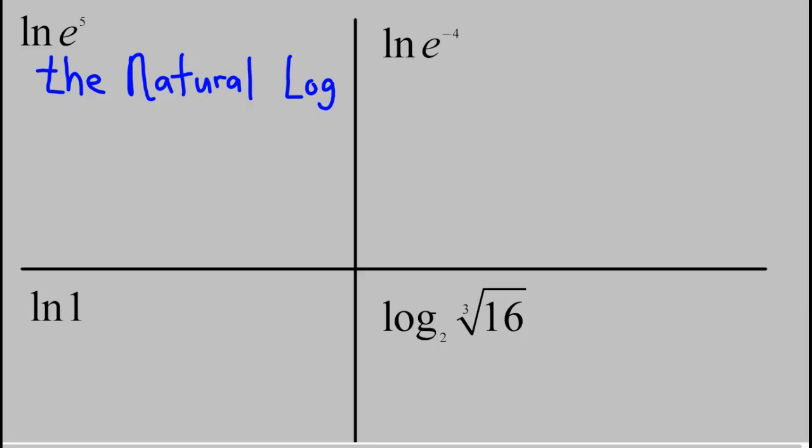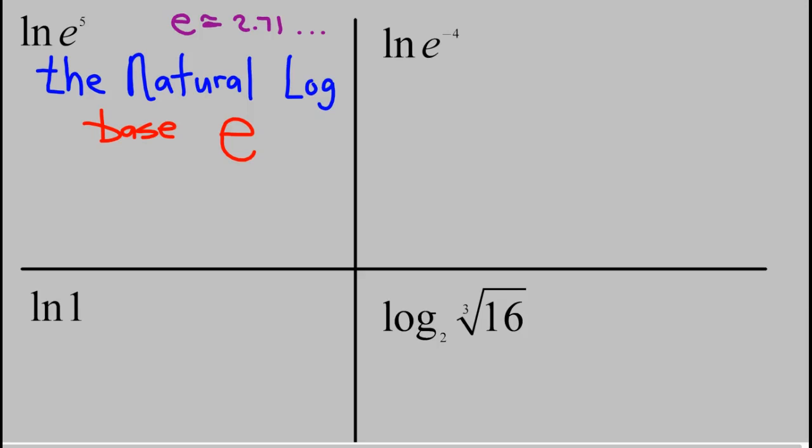The natural log has a base of e. E is some irrational number. We're not going to go into it, but the approximation, it's like pi, right? So pi has no repeating pattern. 3.14159, and so on. E is approximately 2.71. It just goes forever, no repeating pattern to it. So there are some applications to e, but we're going to leave it at that for right now.